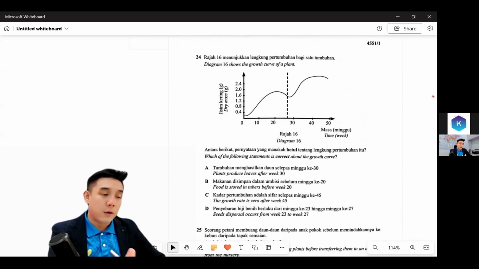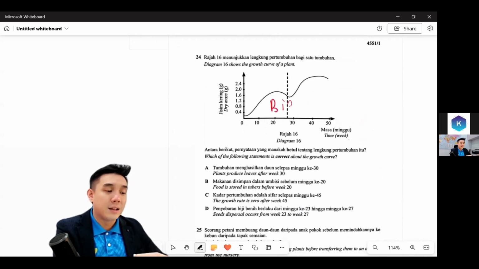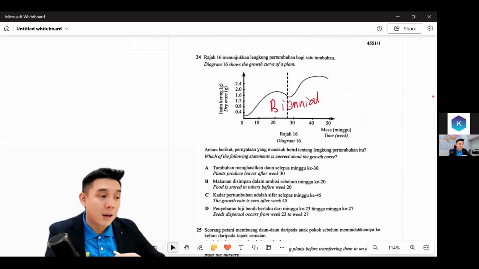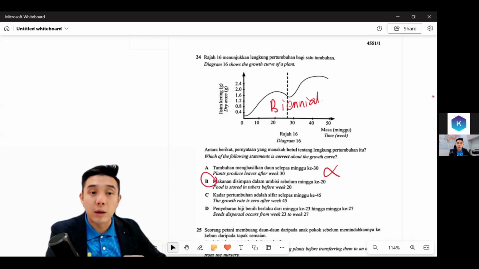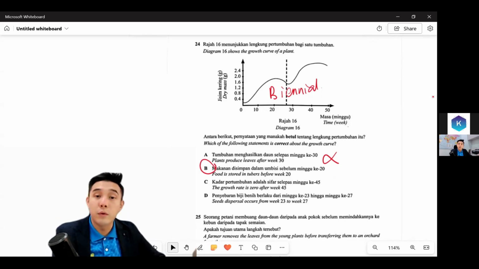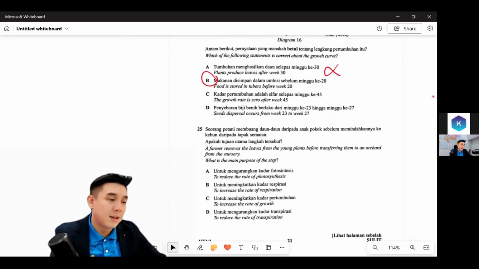Okay, based on the following, guys, we know this is biennial, which means it lasts for 2 years only. Which is true about the growth curve? Produce leaves after 30 weeks. No. Food stored before. Yeah, this is still okay. 24, okay. 24 answer is B. It will store food in the tuber to be used later for the next year.